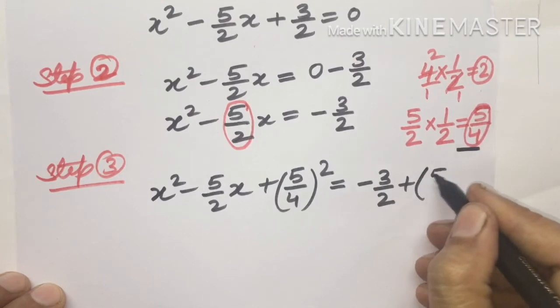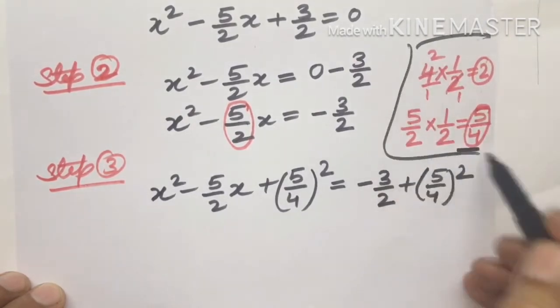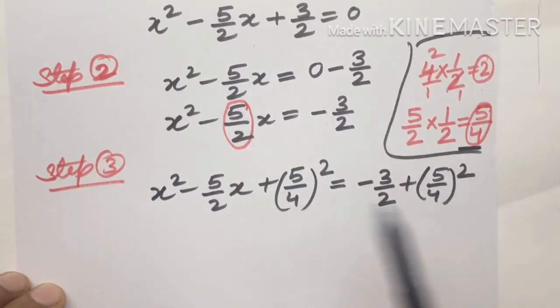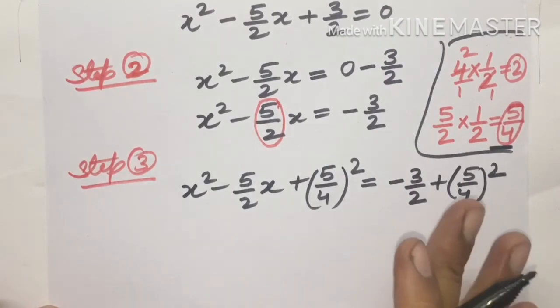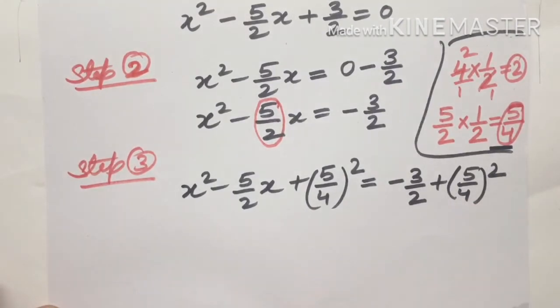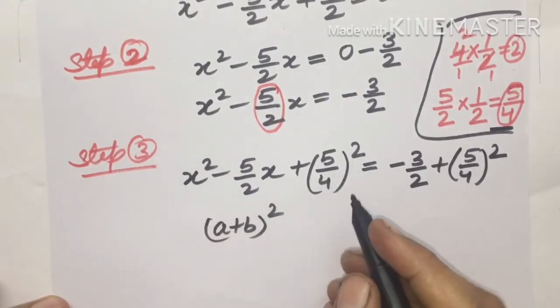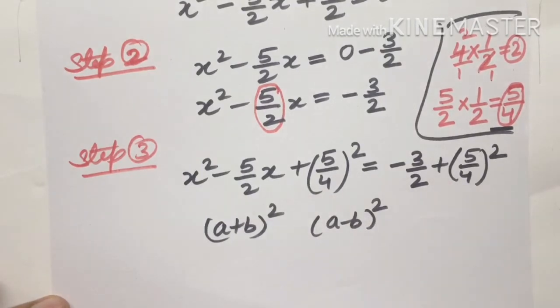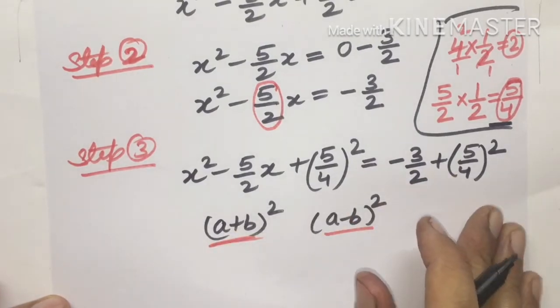We have to add on the right side also. So in this way, in step number 3, we have added the square of this number on both sides. We add the square of this number because in the completing the square method, in these types of questions, you will get either the a plus b whole square identity or the a minus b whole square identity.